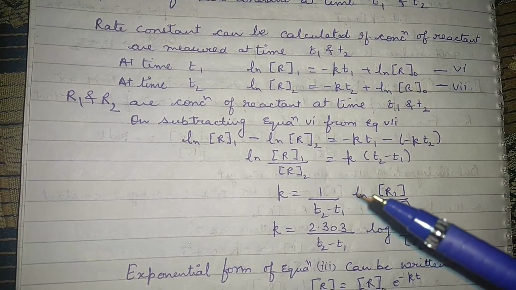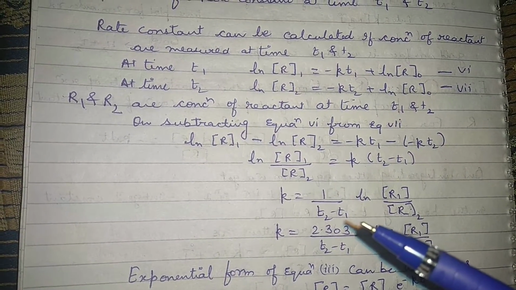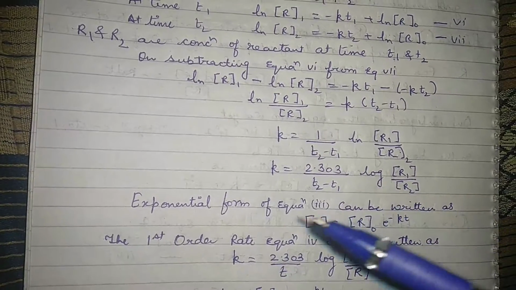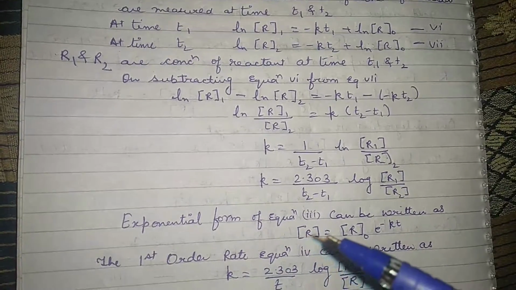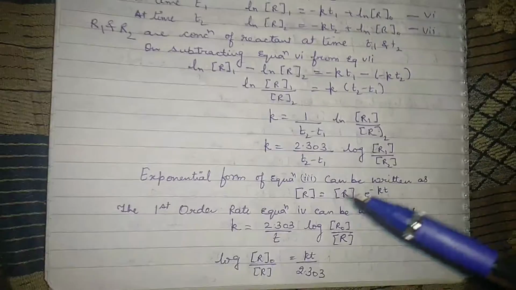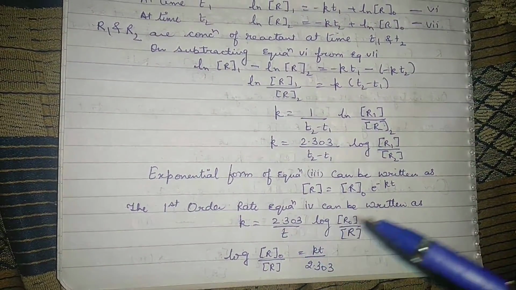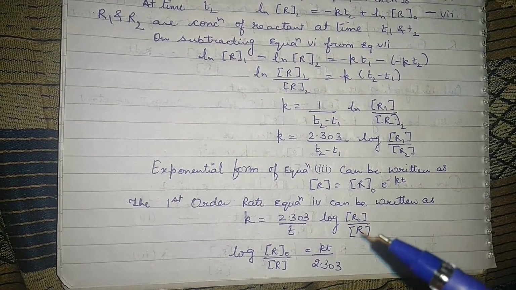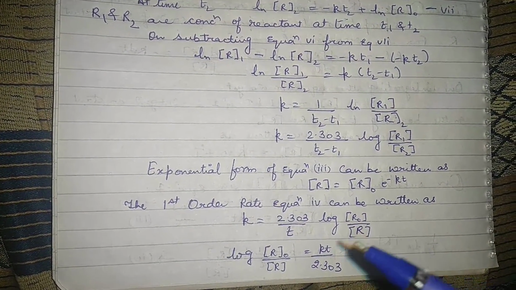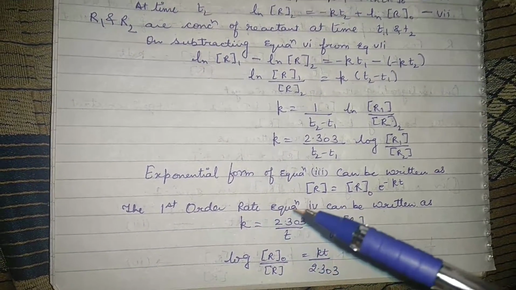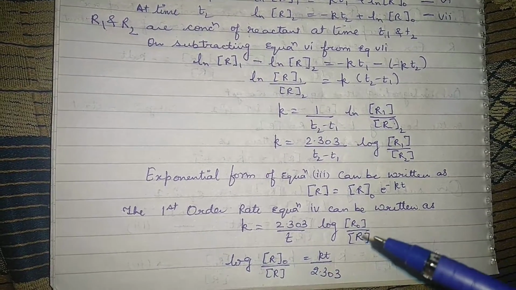Now we have removed ln and brought in log base 10 here, so we have to write 2.303 upon t2 minus t1. Alright, or the exponential form of equation 3 can be written as r is equal to r naught e to the power minus kt. So the first order reaction equation 4 can be written as k is equal to 2.303 upon t log r naught over r. Alright, or in the reverse order, this t will come here, so it will be kt upon 2.303 is equal to log r naught over r. Okay.